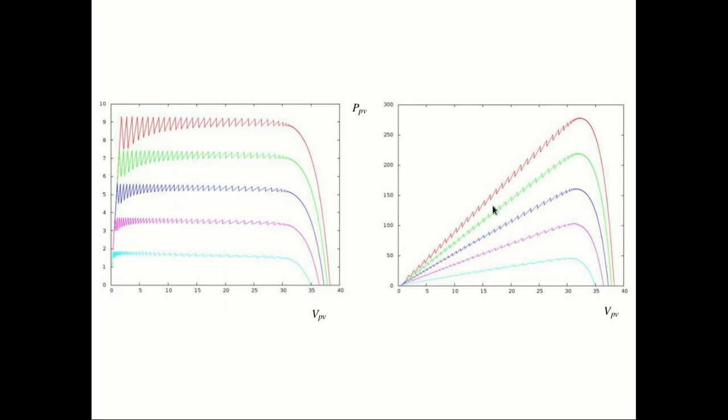And if you look at this, this is the maximum power point. You see, the maximum power point remains at almost the same voltage, and the current is almost dropping proportionally.